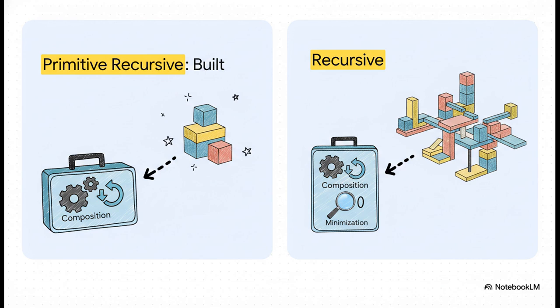Now this brings us to a really important distinction. The function for addition we just built only used two of our rules, composition and recursion. Anything built this way is called a primitive recursive function. But when you allow yourself to also use that powerful search tool, minimization, you unlock a whole new, much bigger class of functions. And those are just called recursive functions.